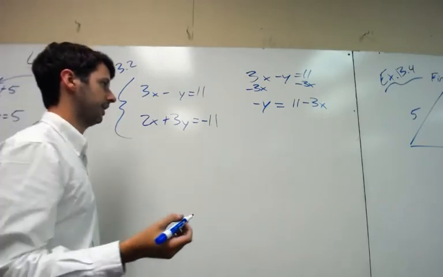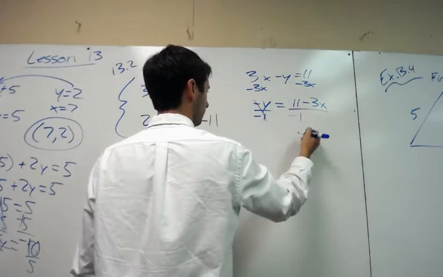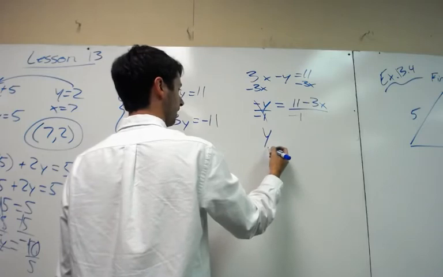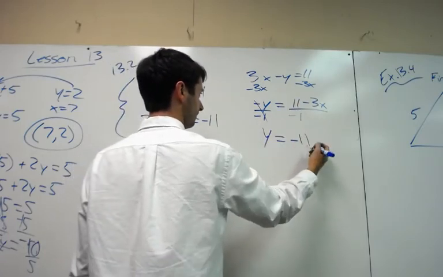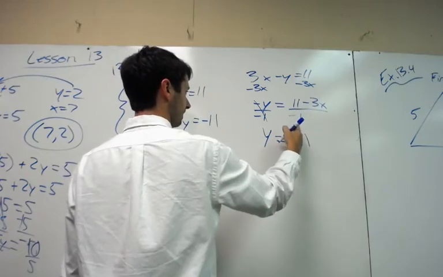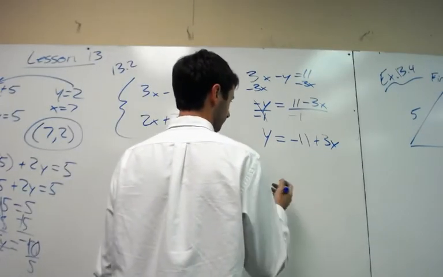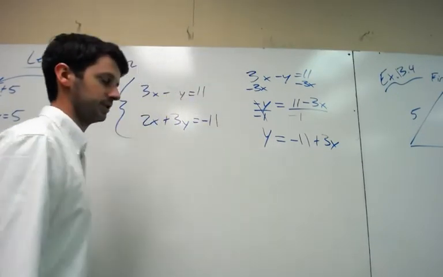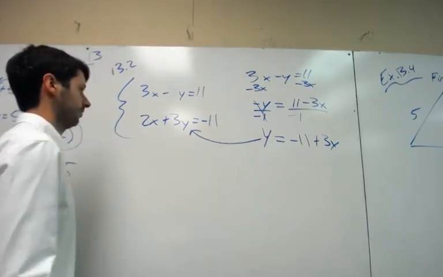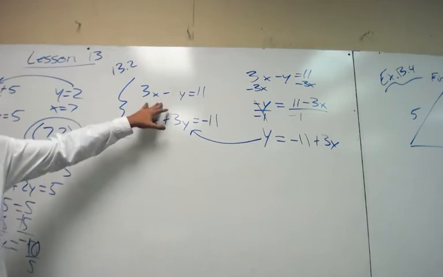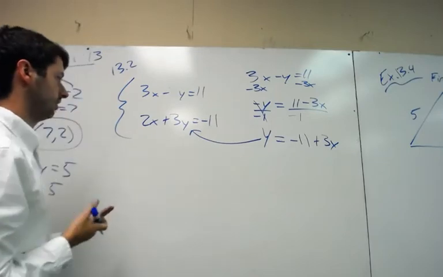In order to get rid of that, simply divide everything by negative 1. When you divide this by negative 1, you're going to get positive y equals 11 divided by negative 1, which is negative 11, and negative 3x divided by negative 1 is positive 3x. So we simply switch the signs for everything. So y equals negative 11 plus 3x. Now we can plug that in for the other equation. You can't plug it in the same equation. We have to plug it in for the other equation.